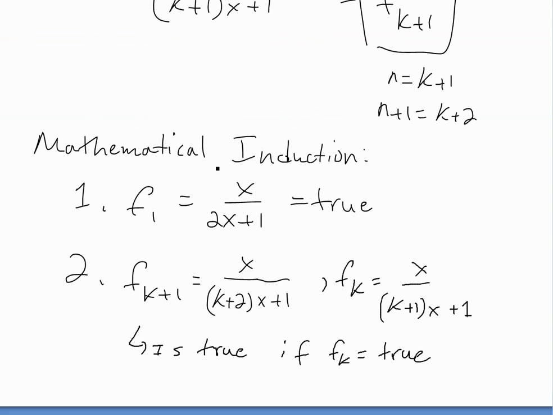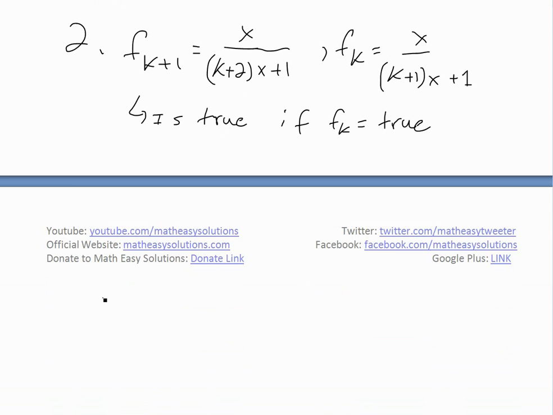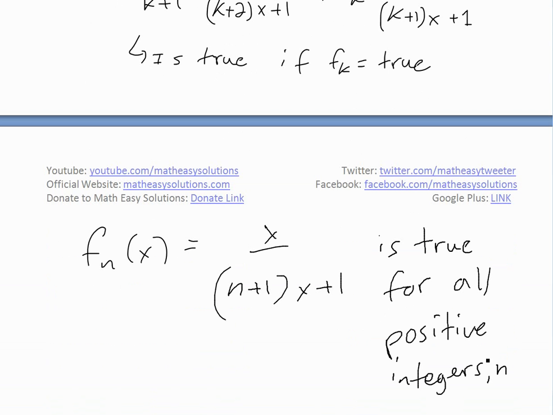So basically now from mathematical induction, we know we've already proved that f1 of x is true, which equals x divided by 2x plus 1. And now if this is true, if f of k is true, then basically this is the same for all of them. So we could basically imply f of n of x, which is just x divided by n plus 1 of x plus 1, is true for all positive integers n.